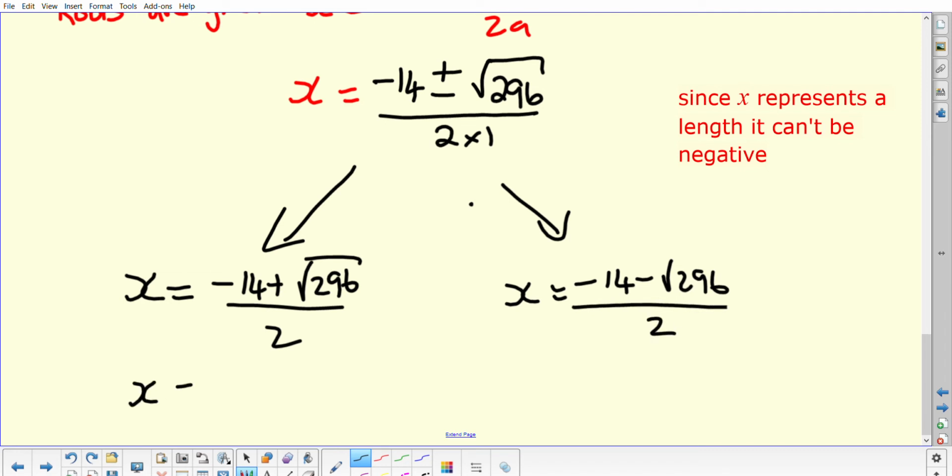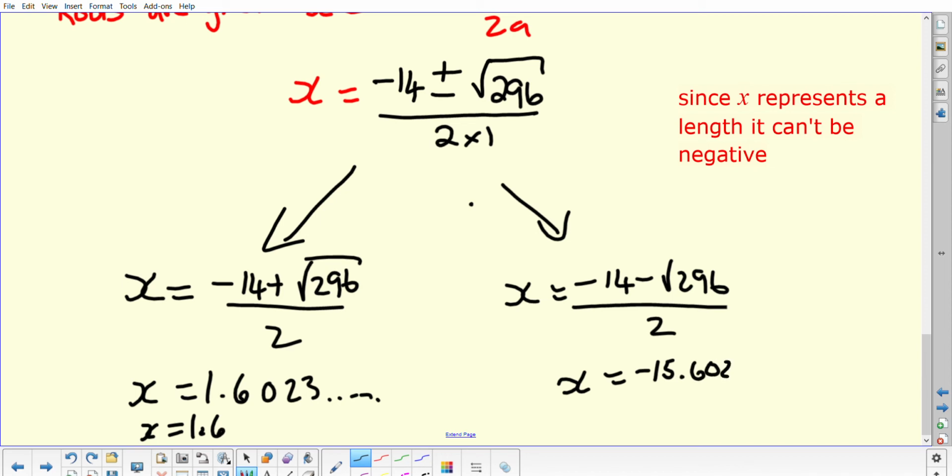And that's going to give you two values. You're going to have 1.6023 and a whole load of other figures, which rounded to one decimal place will be 1.6, and you will get x equals negative 15.602 and a whole load of other digits, and that would give you negative 15.6 if you've rounded.